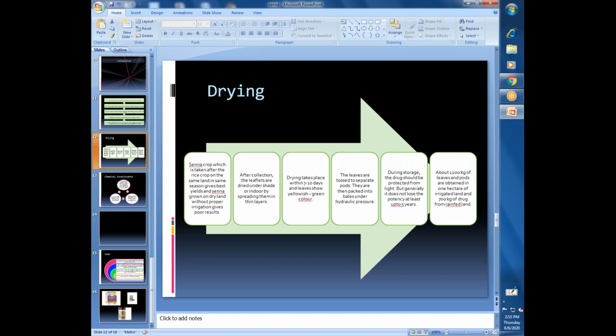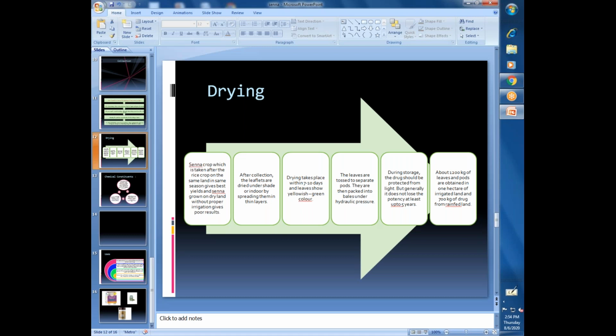The leaves are tossed to separate the pods. Tossing means, like with paddy, they take it in a container and toss it, so whatever other things are there will just fly off. They toss it so that the pods fall below, and the leaves, since they are very lightweight, move away. So later it is easy to separate the pods and the leaves. Then they are packed into bales under hydraulic pressure, like within a gunny bag, because the leaves occupy a large amount of space. So it is hydraulically pressed and made into bales.